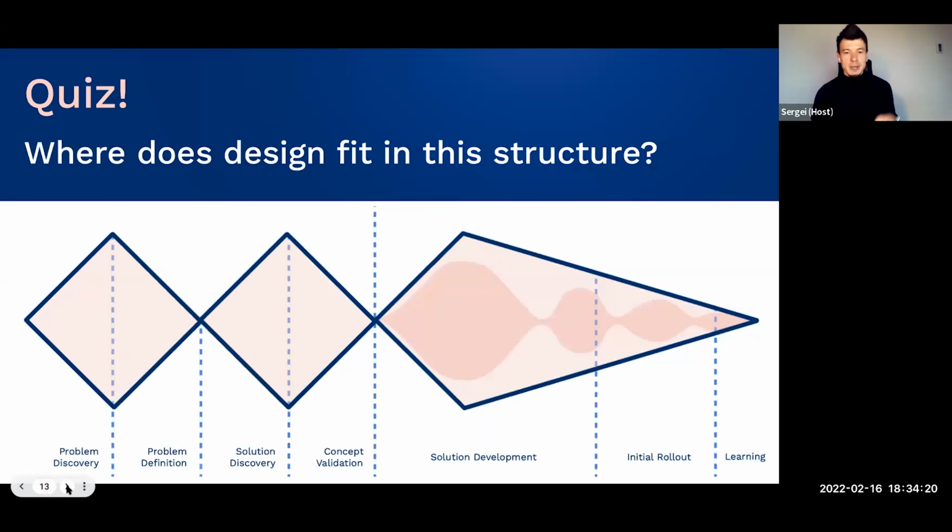And now it's question time for us. So I'm going to relaunch the poll. It should be available again. Okay. Now I would ask everyone to check the poll and answer the second question. Where does design fit in the structure, in your opinion, again?